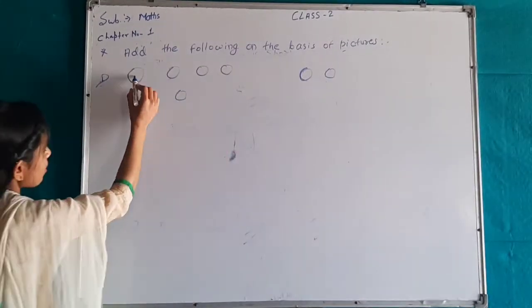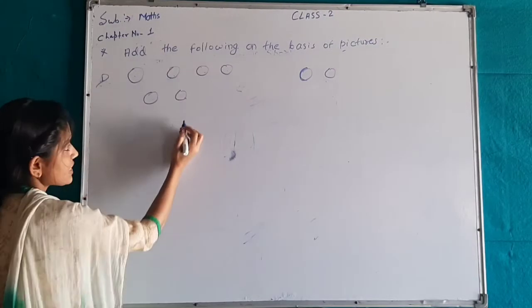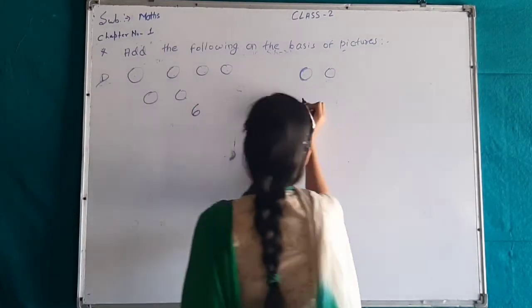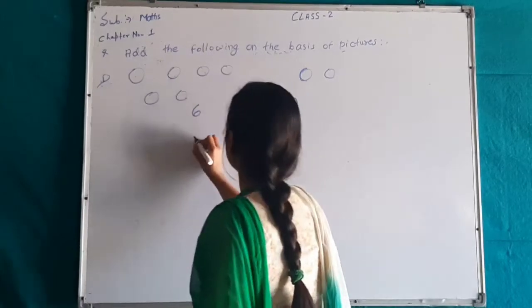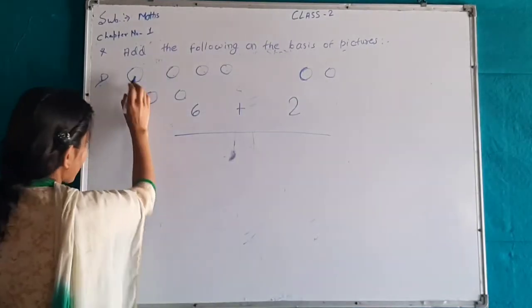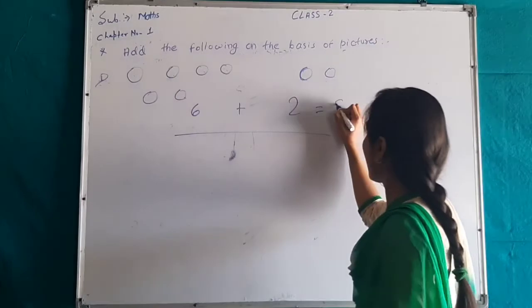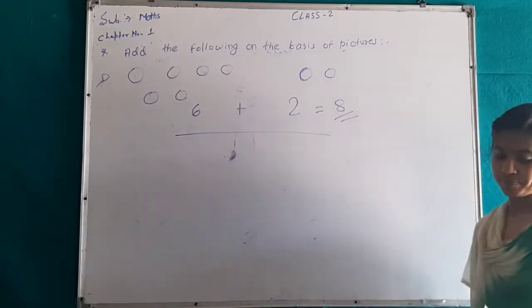Then here is 1, 2, 3, 4, 5 and 6. 6 balls and here are 1, 2 balls. We have to add it. Then we can count it: 1, 2, 3, 4, 5, 6, 7 and 8. Then we get our answer, which is 8.